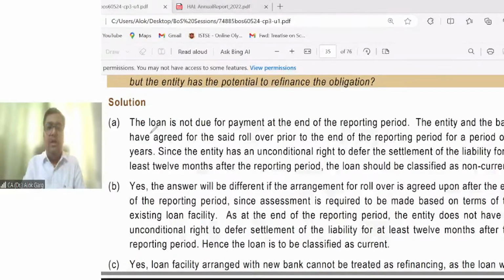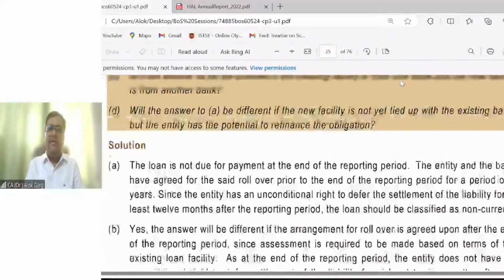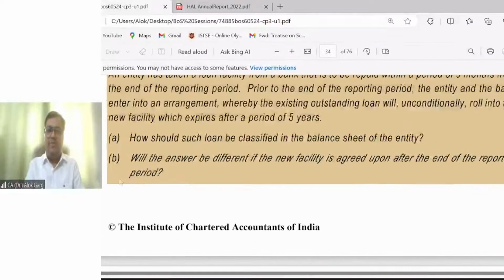Let's discuss the solution. The loan is not due for payment at the end of the reporting date. The entity and the bank have agreed for the said rollover even prior to the end of the reporting date for a period of 5 years. Since the entity has an unconditional right to defer the settlement of the liability for at least 12 months after the reporting date, because it is 5 years, the loan should be classified as non-current. Very simple, guys.